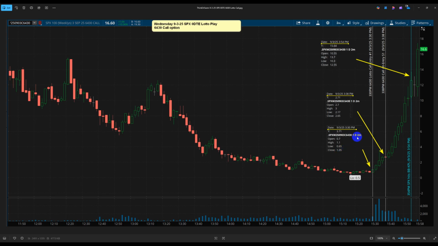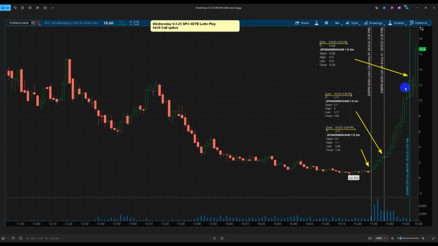If you did not get in here, the next entry, the alternative entry, would have been the close above S1, which happened at 3:38 p.m. The close of that candle, the price was $2.65. You would have bought on the close of the candle, so that's $2.65 a contract, which is $265 per contract.